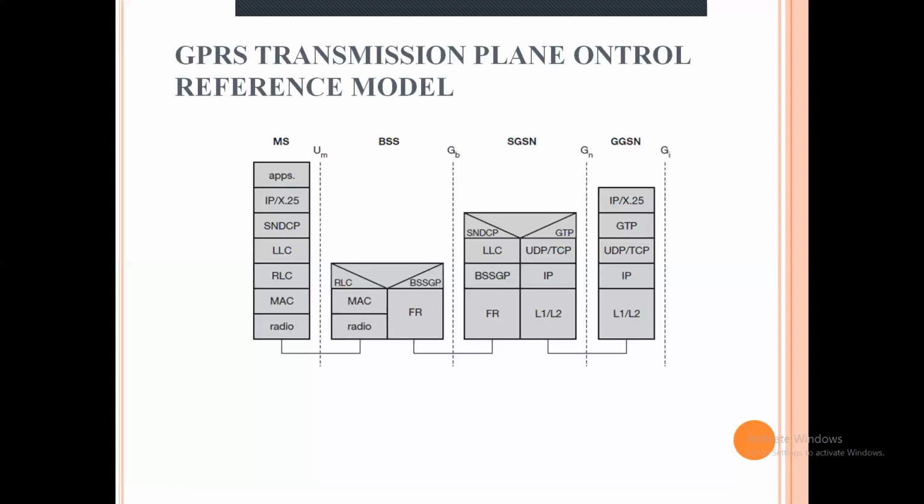Okay, this is all about the GPRS transmission plane control reference model. This diagram represents protocols at each layer. The protocols at the mobile station, the protocols at the base station subsystem, the protocols at the serving GPRS support node, the protocols at the gateway GPRS support node. Okay, this is all about GPRS, complete GPRS.